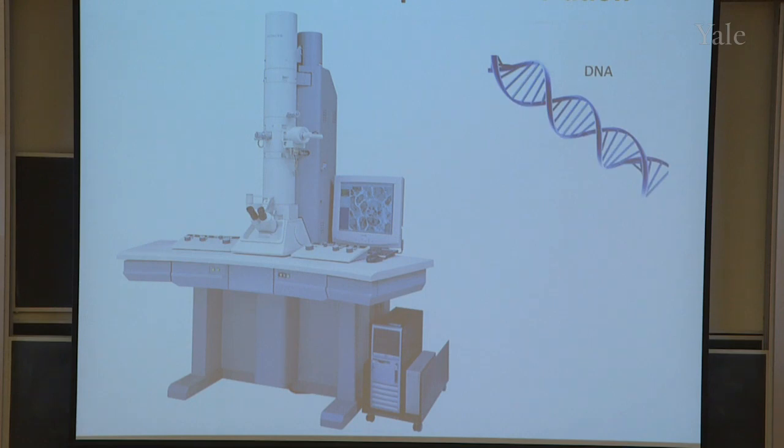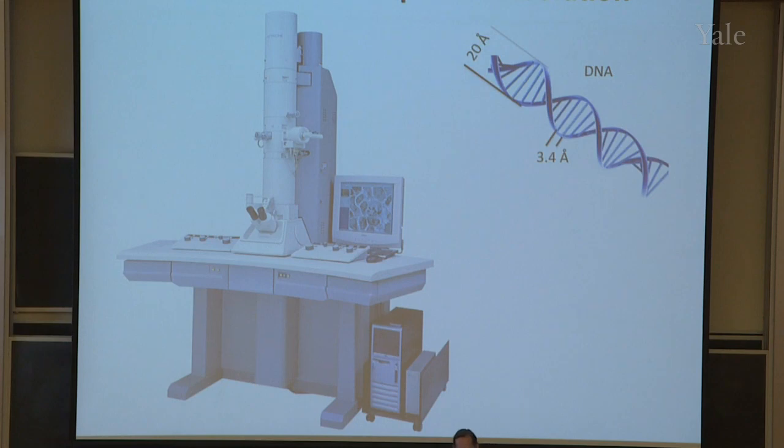Let's think about DNA. We are made up of DNA. DNA gives us the codes for life. It's a double helix structure like this. And the width of the DNA is about 20 angstroms. The distance between the pairs is about 3.4 angstroms.